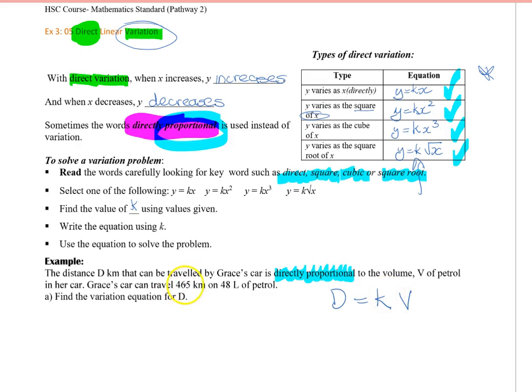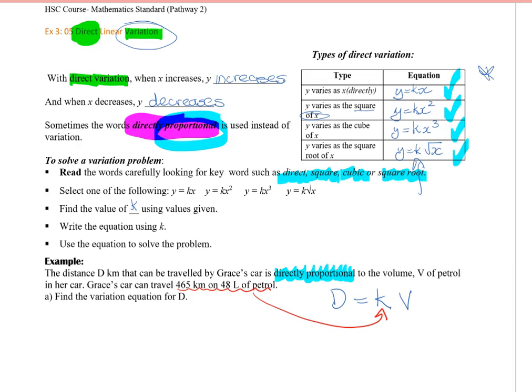Grace's car can travel 465 kilometres on 48 litres of petrol. This is the information that we will use to find the value of k. Also, you can see here that I've used the pronumerals that they have suggested in the question.